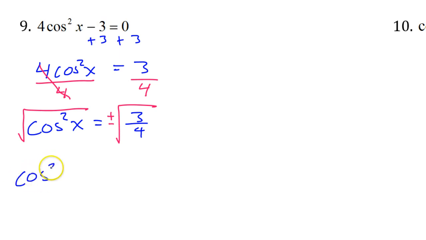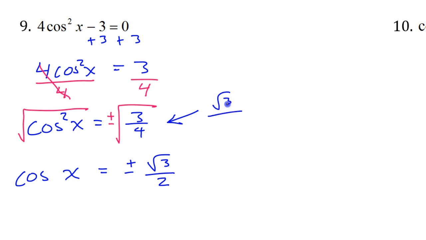So, cosine squared x, sorry, we took the square root, so now it's just cosine x equals plus or minus the square root of 3 over 2. Remember what I just did there. The square root of 3/4, I just did the square root of 3 over the square root of 4, and that's how I got the square root of 3 over 2, because the square root of 4 is 2.